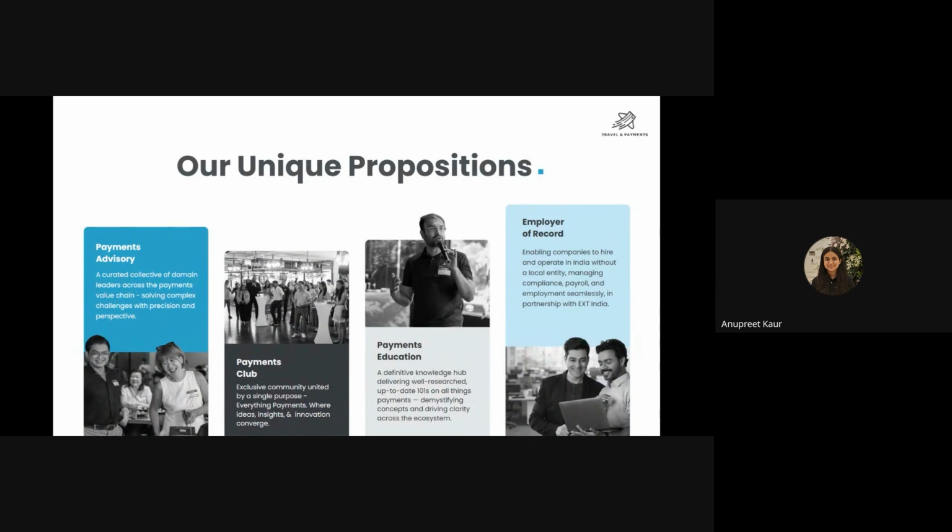And last is the employer of record. This is something we've recently added in partnership with EXT India. So companies can hire and operate in India without setting up a local entity. We manage all things compliance, payroll, employment, all of that. Yeah, so this is about the employer of record. That was just a quick overview of who we are and what we do.